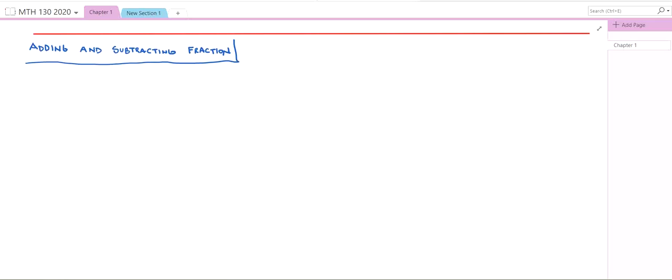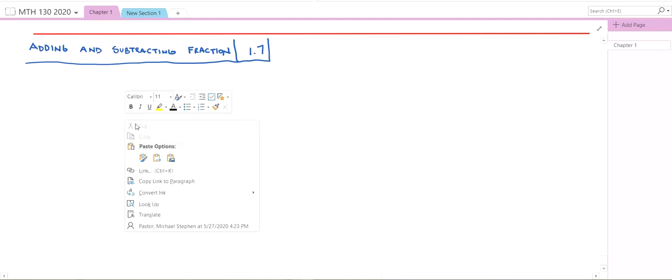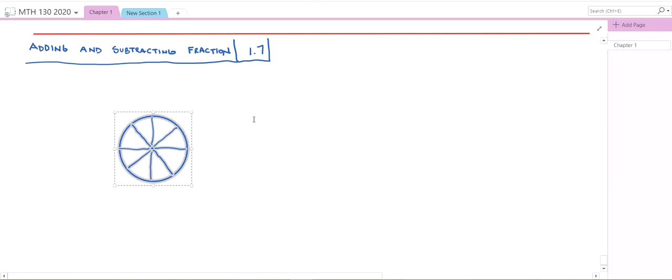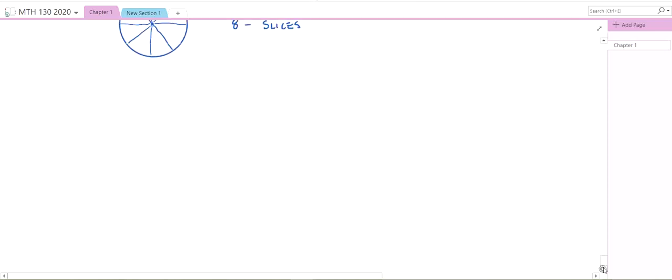Okay, we're into section 1.7 now, and we're going to talk about adding and subtracting fractions. So let's start by thinking again about a pizza. This is one whole pizza with 8 slices. So we're going to reference everything to a whole pizza.